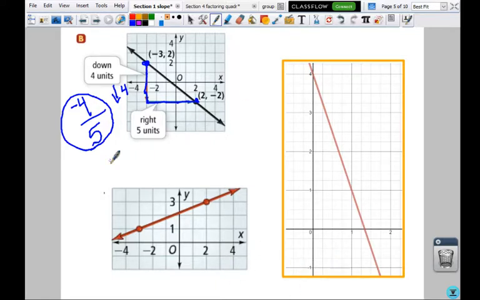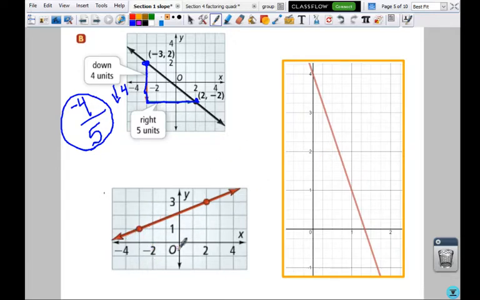So my slope on part B here is -4/5. Negative because I'm going down. Remember, always look from left to right. If you go down from the left and then over, it's negative. Do one more, then you guys are going to do one.